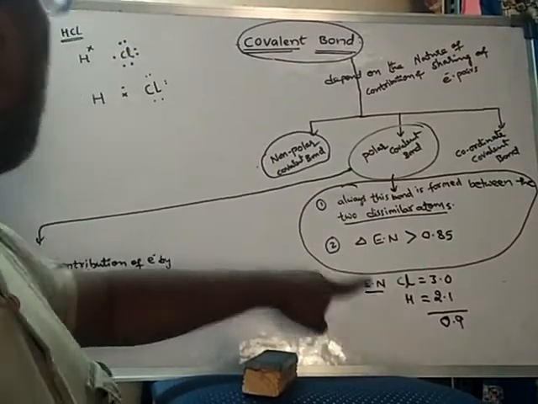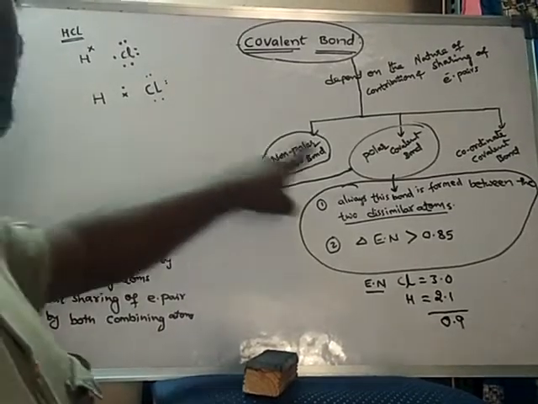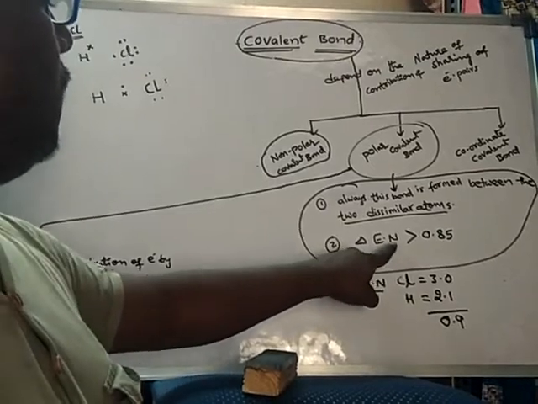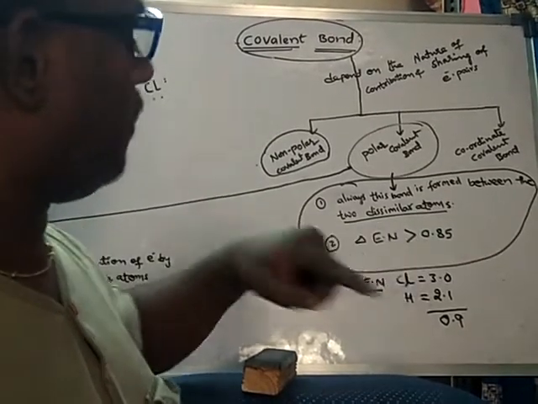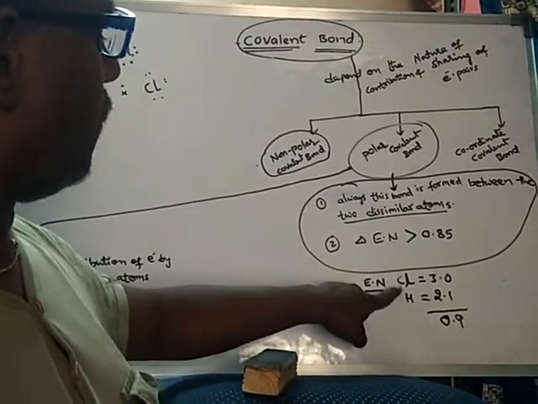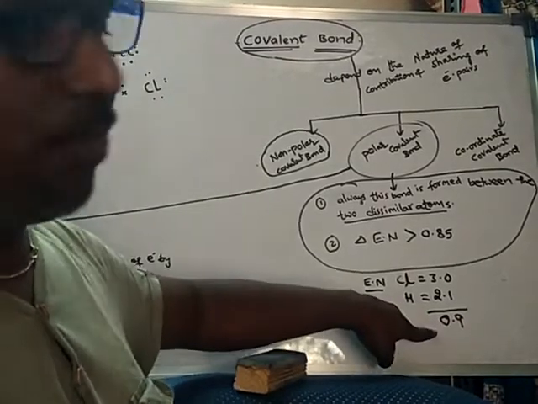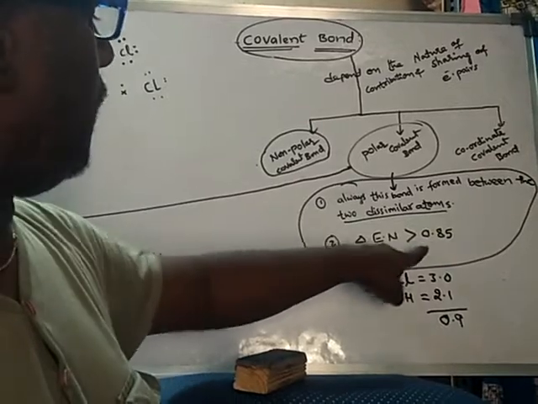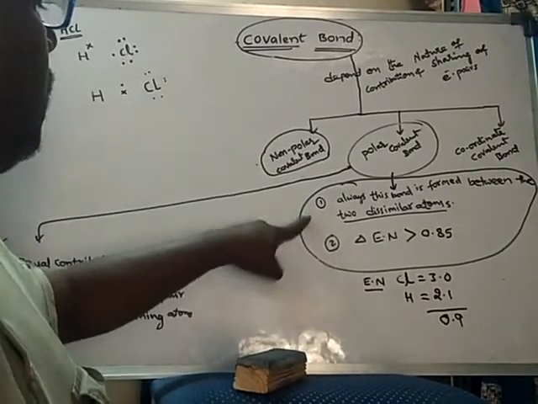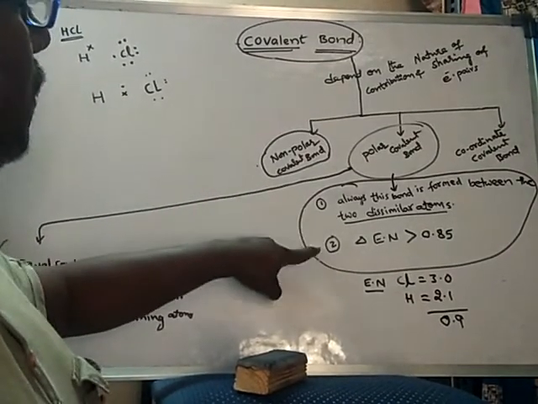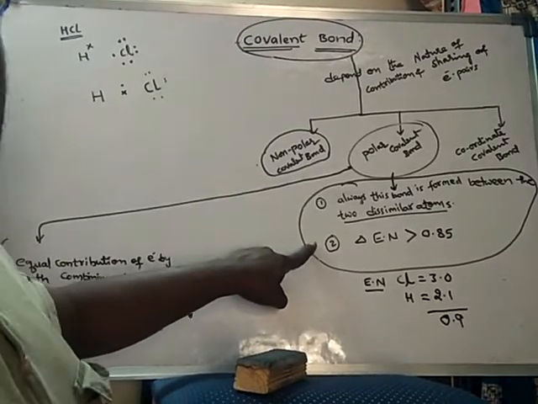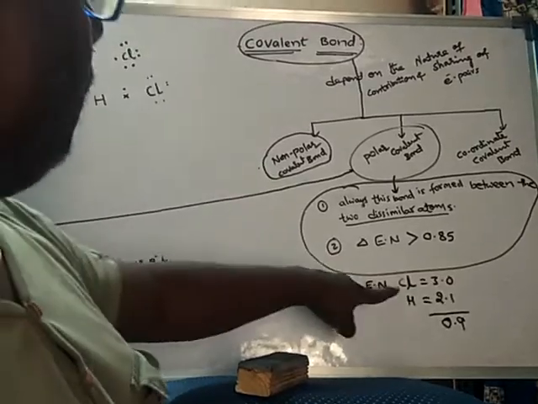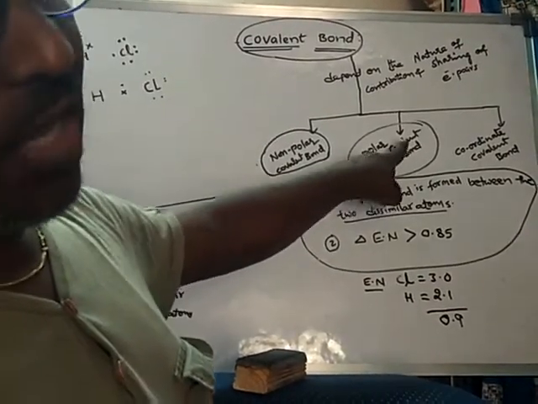Hence, the bond formed between these two atoms will be a polar covalent bond. When the electronegativity difference is greater than 0.85, here between hydrogen and chlorine, the electronegativity difference is 0.9. That means it is greater than 0.85. This condition is met. So as these two conditions are met, the bond formed between these two atoms will be a polar covalent bond.